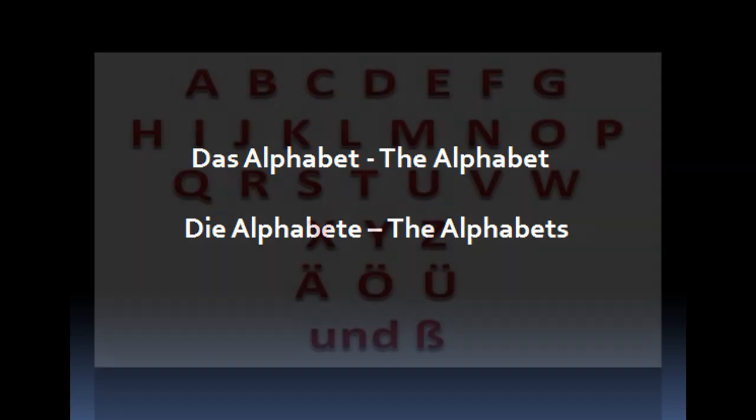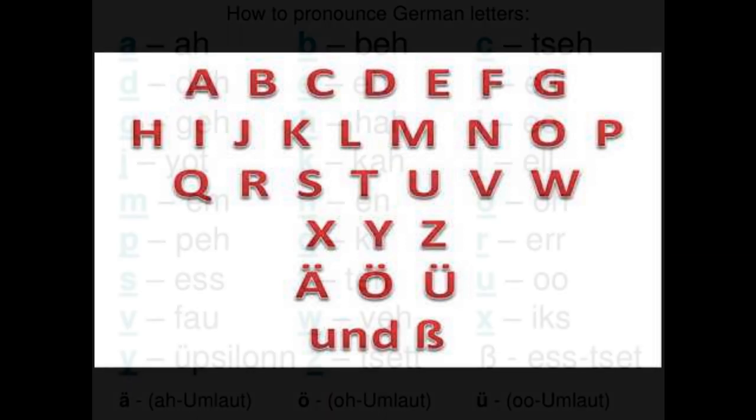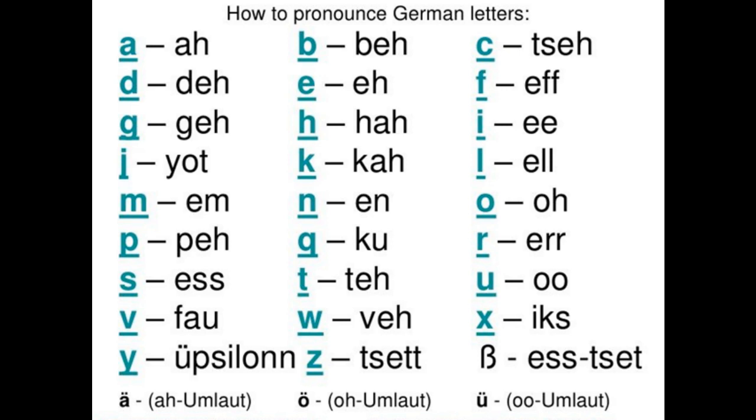You can see the A to Z letters are the same as in English. We write A to Z just like in English. There is no change, but the pronunciation is different. Also, there are 4 extra letters in German, and we'll see how to pronounce them. Starting with A: in English we say "ay," in German it is "ah." The pronunciation is written next to each letter.